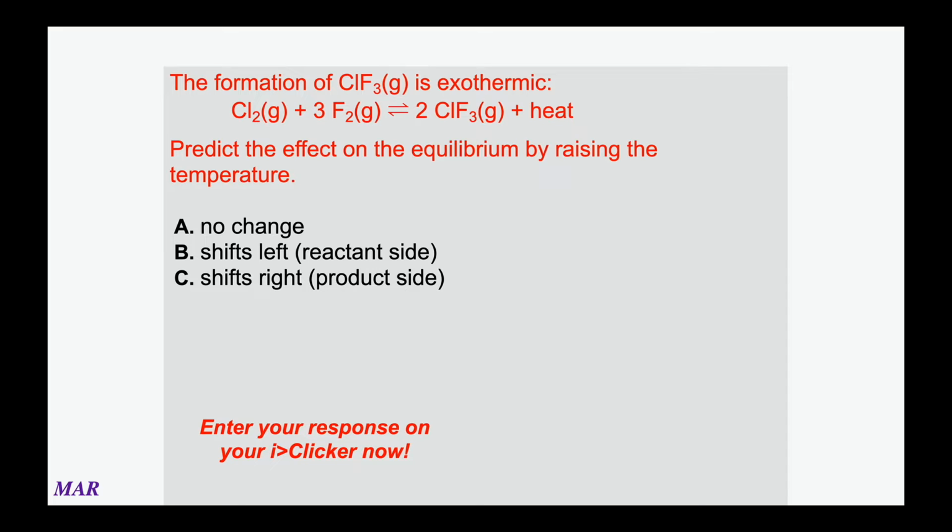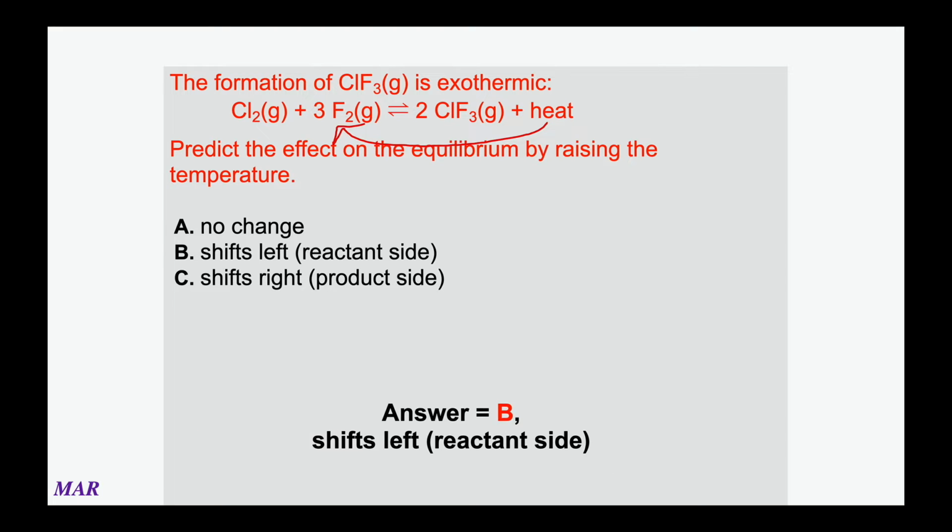So let's predict the effect on the equilibrium by raising the temperature, and there's three possibilities. No change, shift left, shift right. Okay, well we're raising the temperature, which means we're adding heat, and the reactions are basically going to try and get away from what you add. So if you're adding heat, the reaction's going to try and get away from the heat. It's going to try and make itself cool down. And notice here that it can do that by getting rid of the heat in the reaction by making more reactants. Well, shifting to the reactant side means a shift to the left.